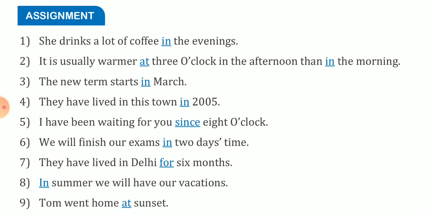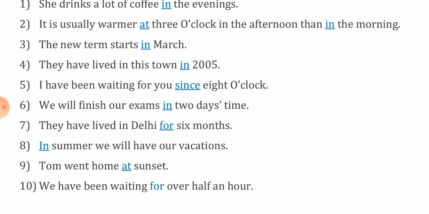They have lived in Delhi for 6 months. Have lived, that is perfect tense here, for 6 months, because time is given, that is period of time, not a point of time. In summer, before season we'll use in for time. In summer we'll have our vacations. Tom went home at sunset. Sunset is also exact time. Sunset or sunrise, dawn, dusk, these are the point of time. That's why we have used at.